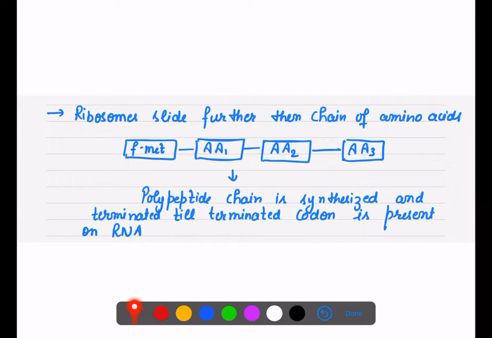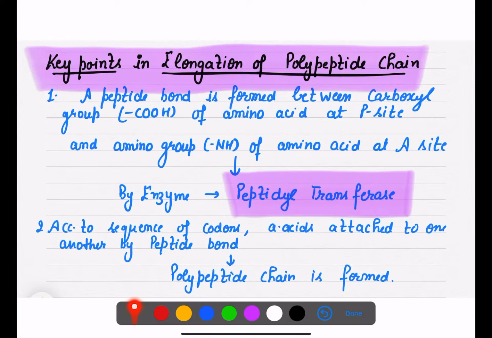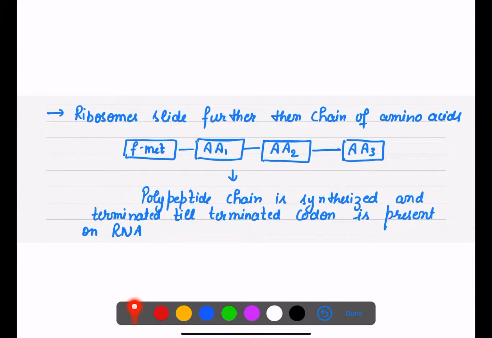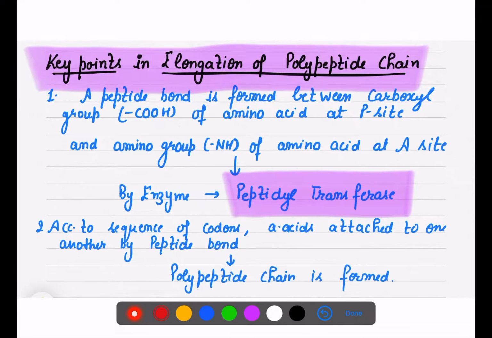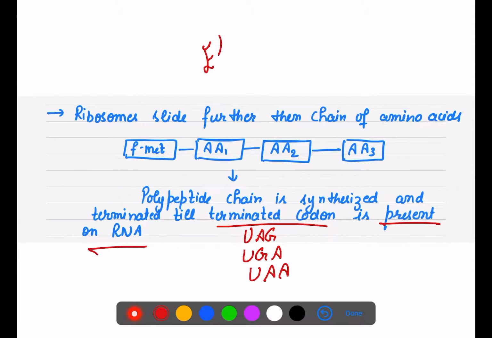So as you can see, the ribosome slides further, and a chain of amino acids will be formed. F-methionine, then 1, 2, 3, more and more amino acids keep on joining. In this way, the polypeptide chain is synthesized and it terminates at the termination codon, which is UAG, UGA, UAA, present on the mRNA. So this is called our elongation step.